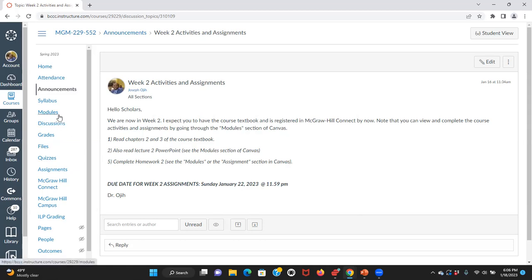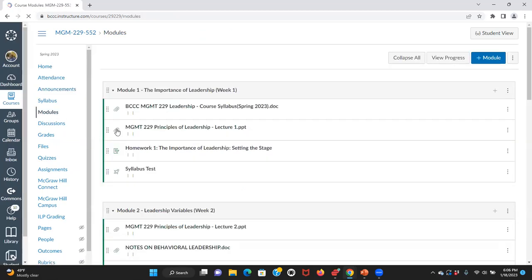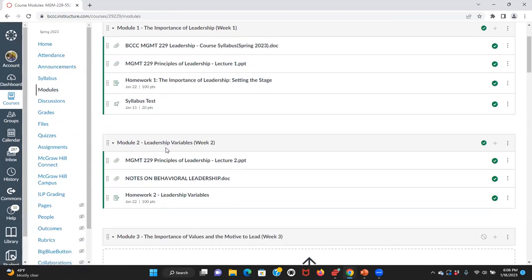Now, remember you can access all of them from here, from modules. You go to modules, you're now in week 2, which is module 2. You can see homework 2 here, and then the notes, then the PowerPoint. For the textbook, you have it already, and you can also read it by going to my Go Here Connect.